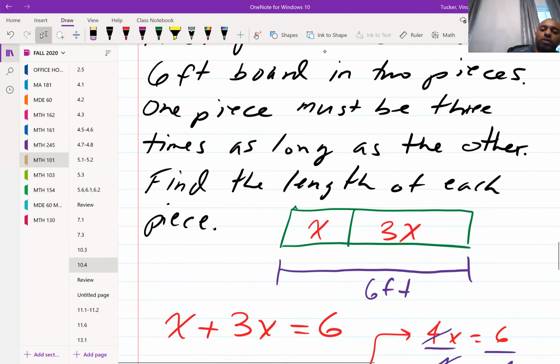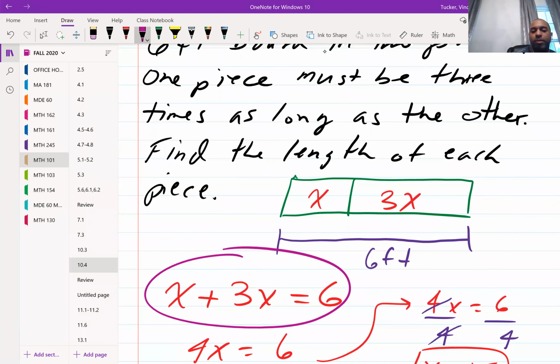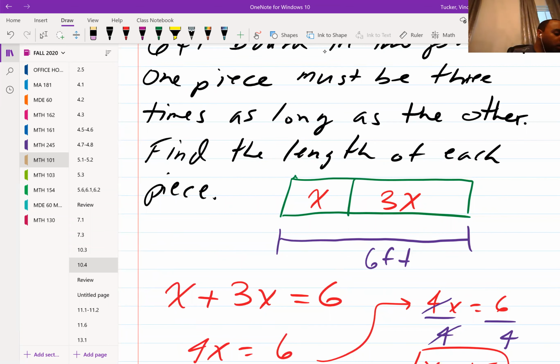All right. So the equation that can be created from that diagram is this right here. X plus 3X is equal to 6. Because once again, one piece is X, the other one's 3 times that, so that'll be 3X. X plus 3X equal to the whole board of 6 feet.